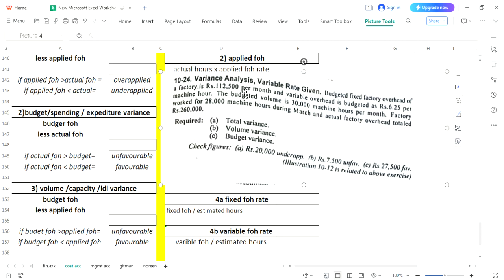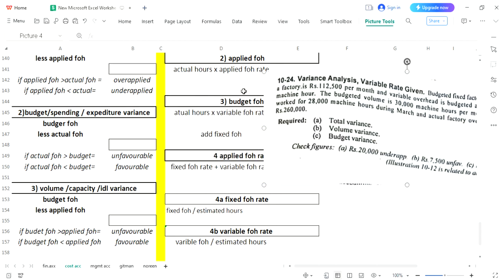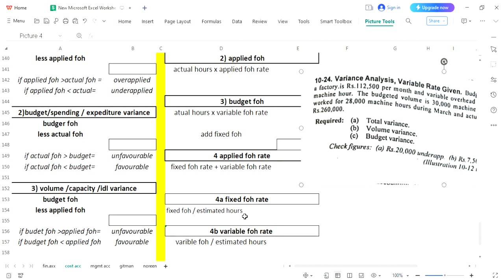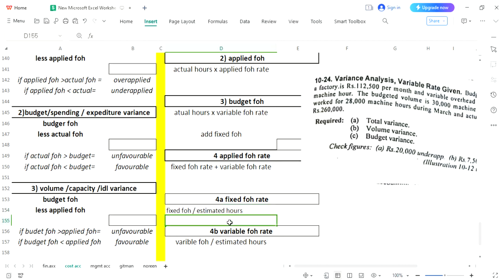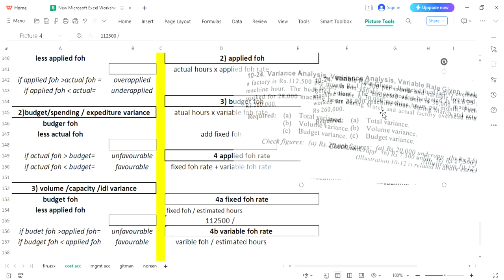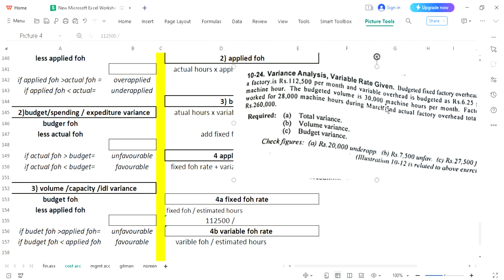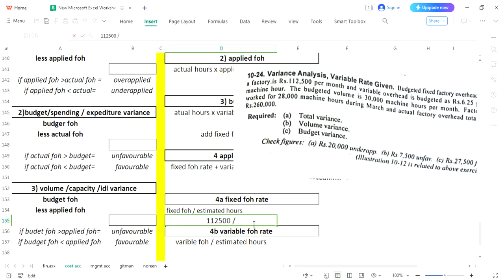Budget fixed FH of factory is 112,500. It's fixed FH. Alright, so why do we need fixed FH? We can calculate this fixed FH rate. How? You will divide fixed FH by estimated hours, and fixed FH is given 1,12,500. You can write 1,12,500. It would be divided by estimated hours, and you can see budgeted volume is mentioned over here. Budgeted volume is 30,000. Estimated or budgeted volume is almost the same thing, as nothing else is given. So in this way you will calculate your fixed FH rate.